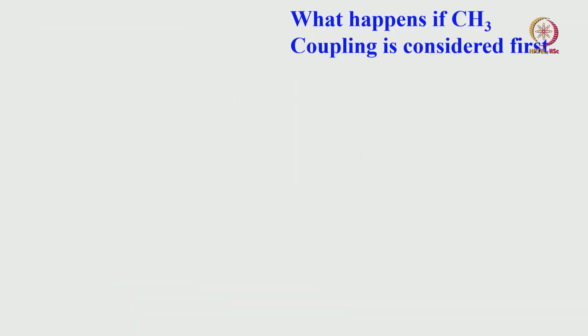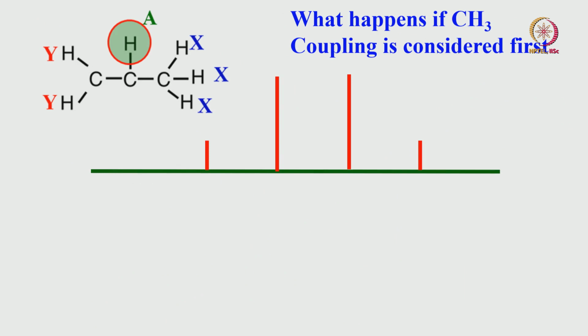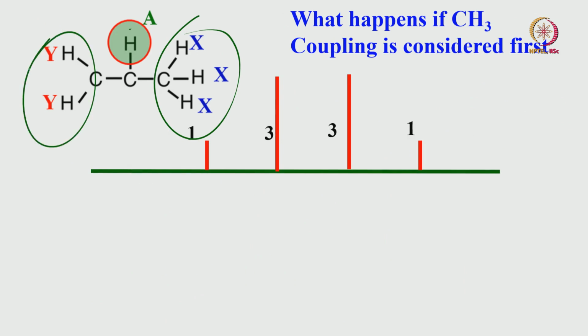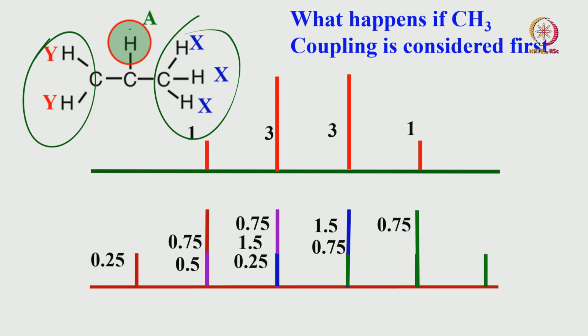What happens if I consider CH3 first? Then it is a quartet because of the 2nI plus 1 rule. That is correct. But now each line of the quartet is split into a triplet because of this. We will see what will happen. One triplet, another triplet, another triplet, another triplet. Now calculate the intensity.